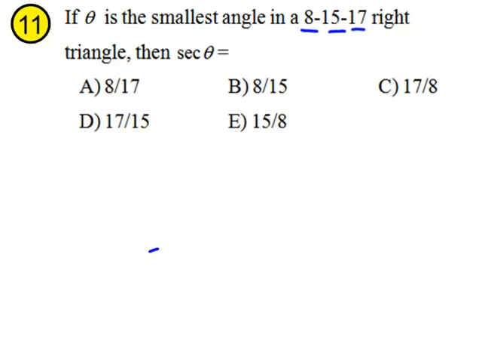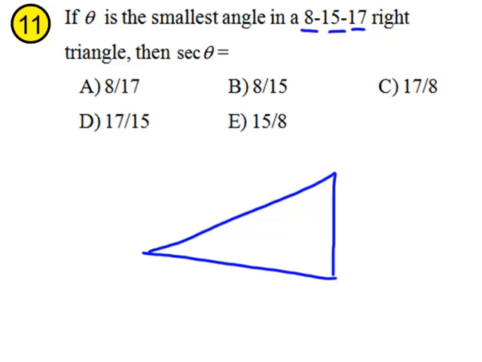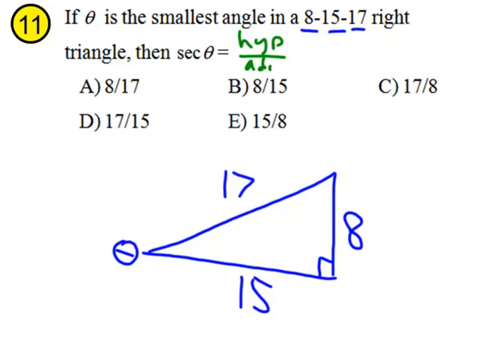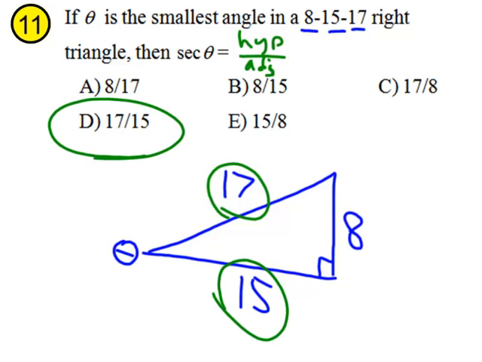So let's just draw a reasonable picture here. I'm going to claim that this represents the 8, this represents the 15, and the longest side is the 17. That's the hypotenuse. If theta is the smallest angle, we have to figure out where theta is. The picture sure suggests which one theta is. And we should remember from geometry that the smallest side is always across from the smallest angle in a triangle. So that's what tells me that theta is located right here. All right, and we want to find secant of theta. So secant is hypotenuse over adjacent. So hypotenuse is 17 over adjacent 15. We see that the answer we want is D.